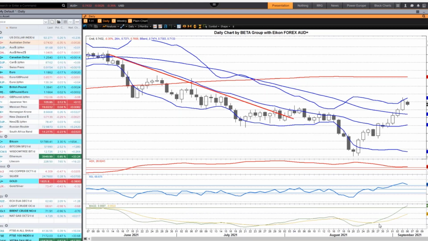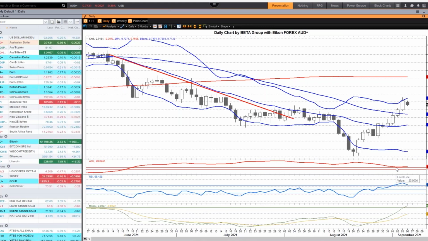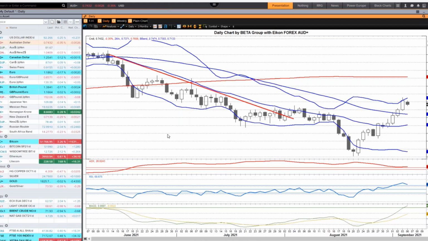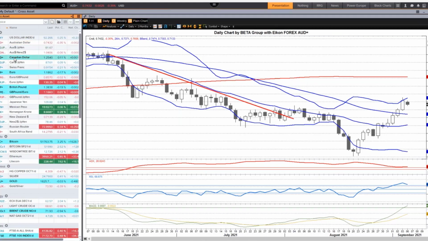So look at the MACD here on the daily chart, very strong. RSI very, very strong, and the ADX here is 26, so good trend in play, much more attractive than the pound, for example. We must also look at the Canadian dollar. Of course, that's quoted the other way around, and so there we go.